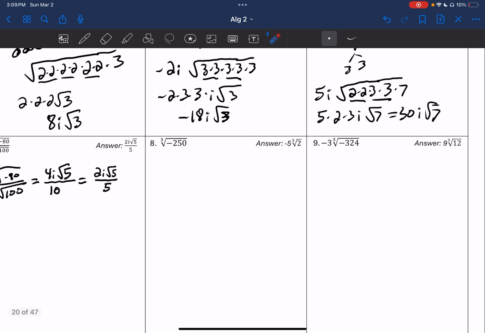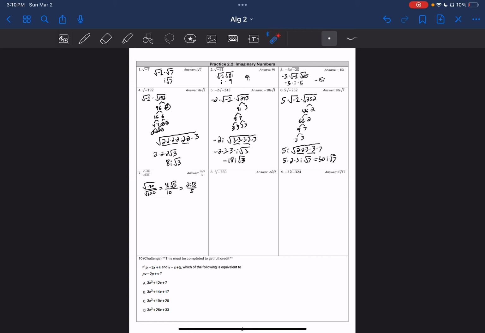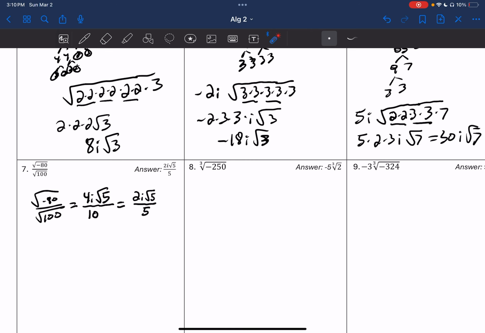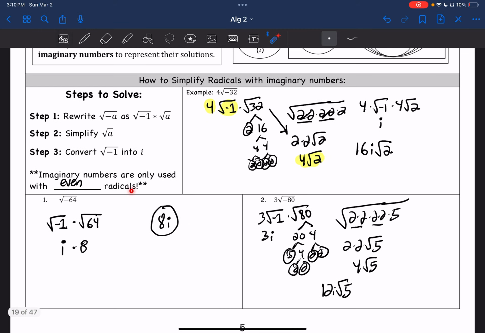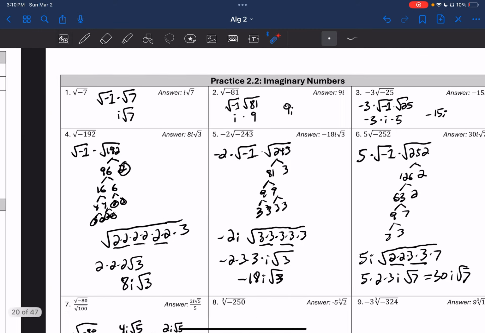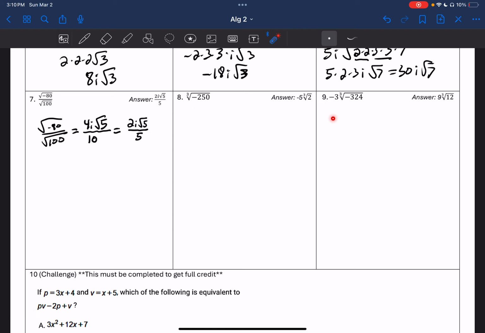All right. Before we move on with this one, I just want to pause and call your attention to the fact that this is different from all the previous problems because we have a cube root, right? Every other problem on here is a square root. This one is a cube root. If you remember what we were talking about on this page, imaginary numbers are only used with even radicals. So for this problem, and this problem too, we don't actually need to use an i.